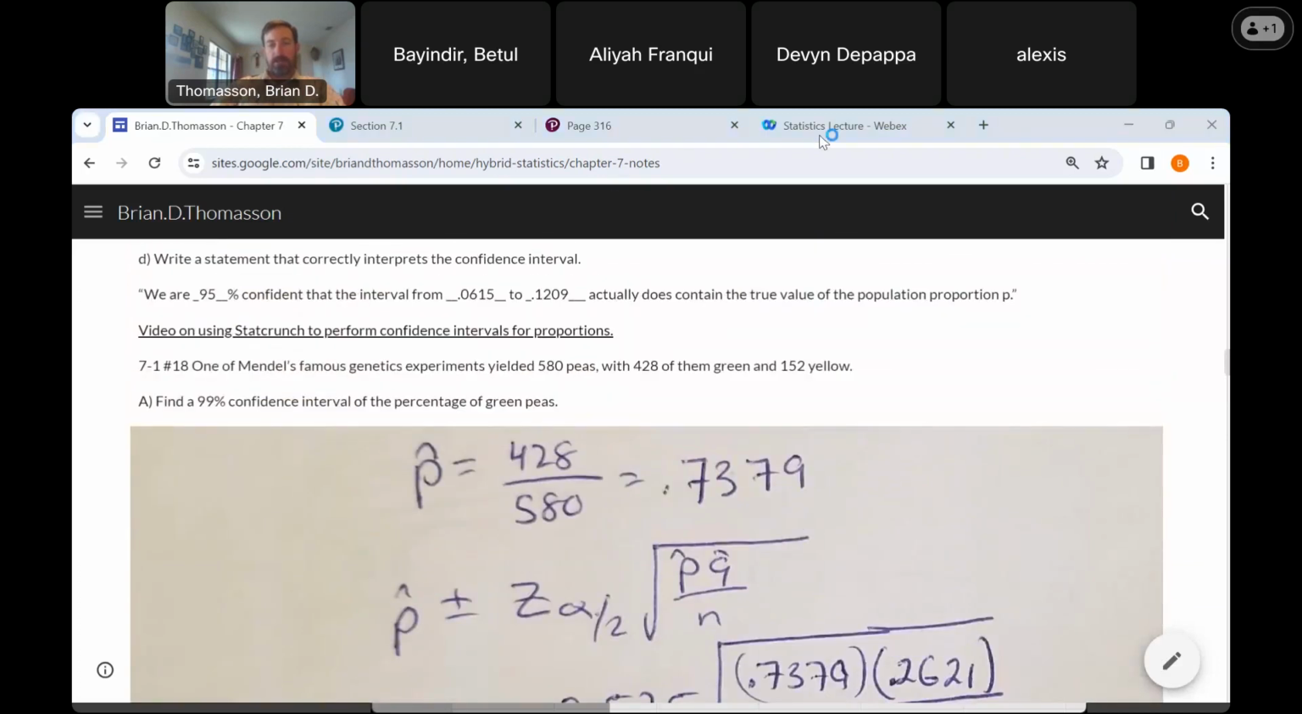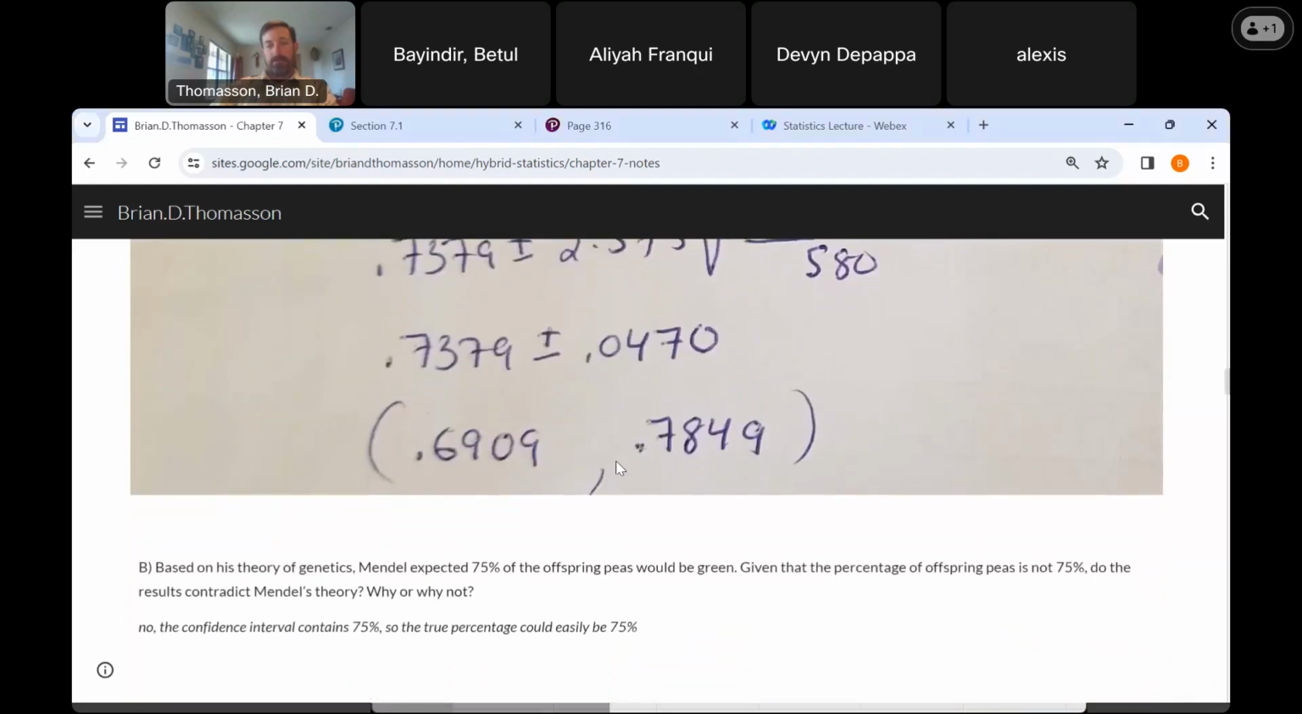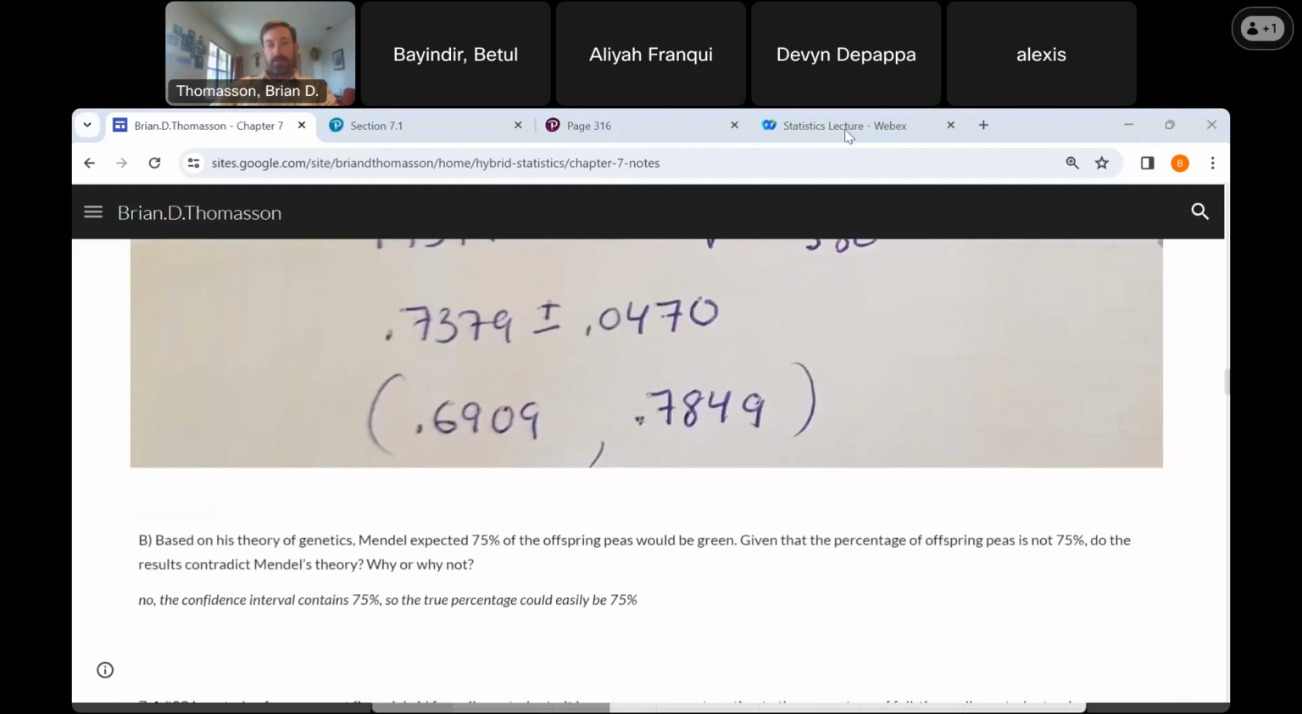All right, so when they say, given that the percentage of offspring peas is not 75%, they're referring to our point estimate. Okay, so we sampled these 580 peas, 428 of them were green, so it's 73.79%. They're saying that's not 75, so does that contradict his theory? Well, we really don't care what p hat is. What we care about is what our confidence interval is. So our confidence interval goes from 69% to 78%.